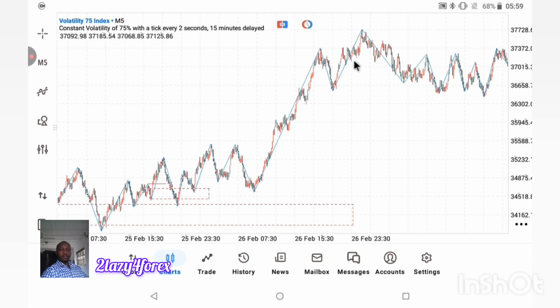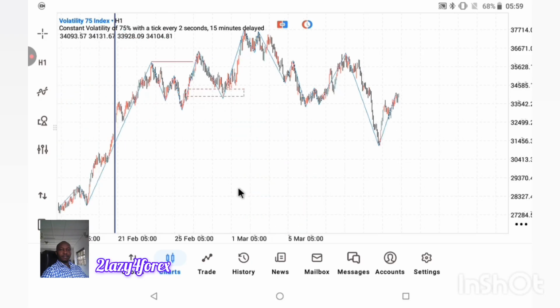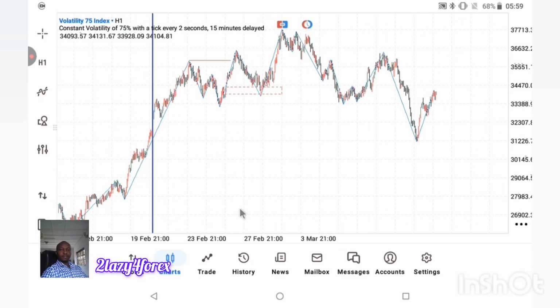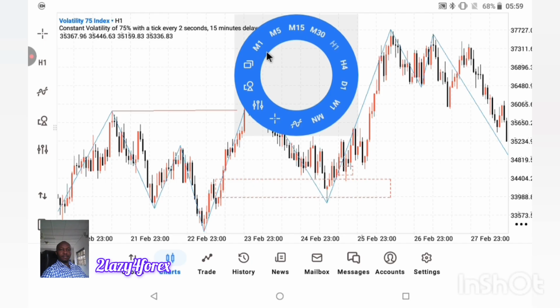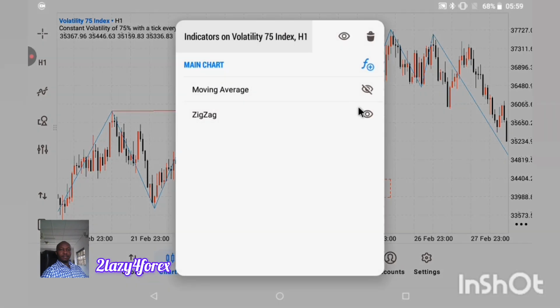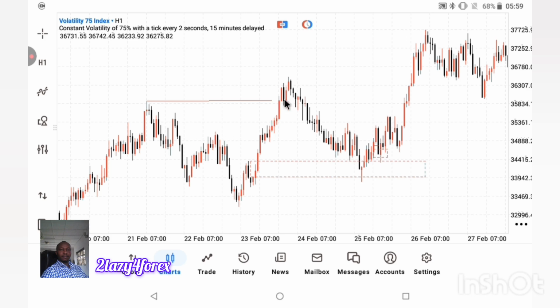Price bought. So let's go to the 1 hour chart and see what transpired at the end of it. So let's remove our zigzag indicator and see what happened. This is where we are.